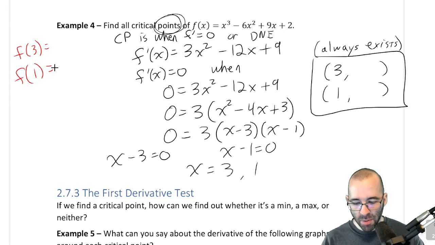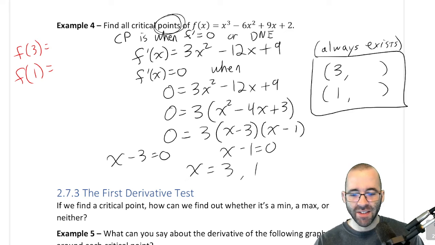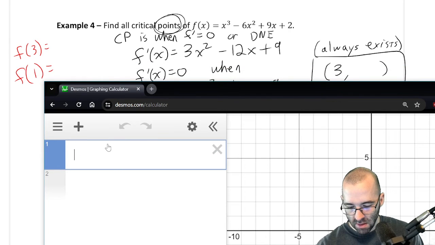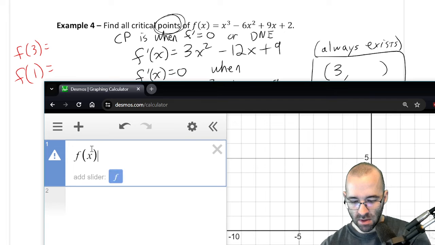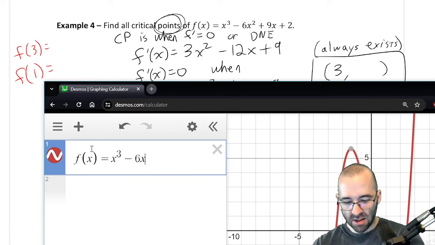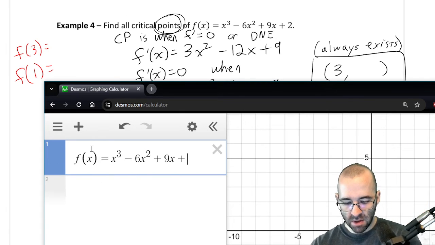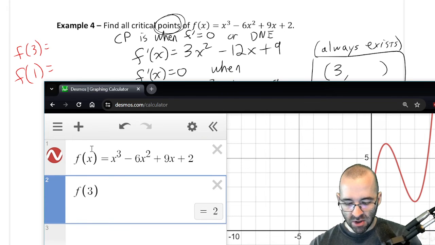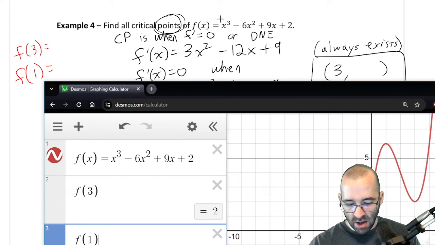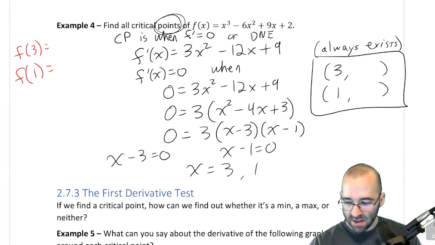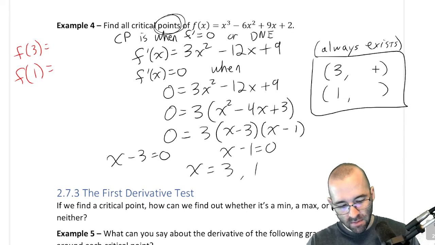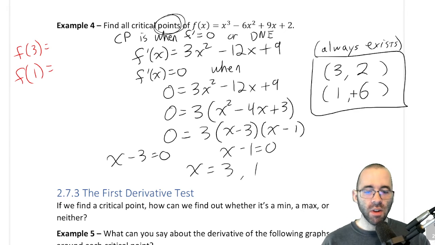I don't have my calculator prepared, but if you plug in 3, you get 27. You know what? Let's just pull up the calculator right now. Yeah, our function is x cubed minus 6x squared plus 9x plus 2. And we want to find the function value at 3 and at 1. The y values are 2 and 6. So these are our critical points.